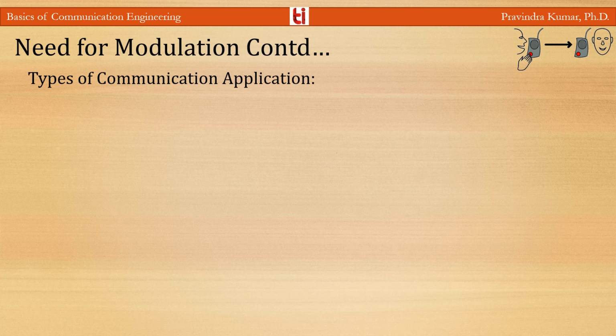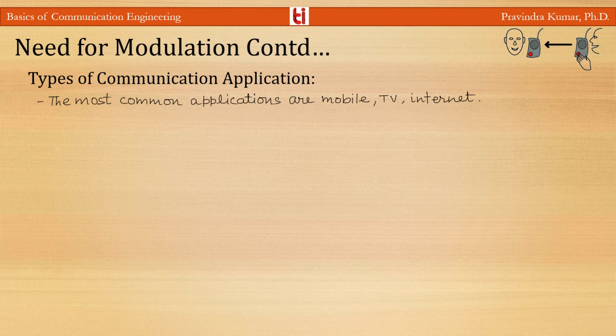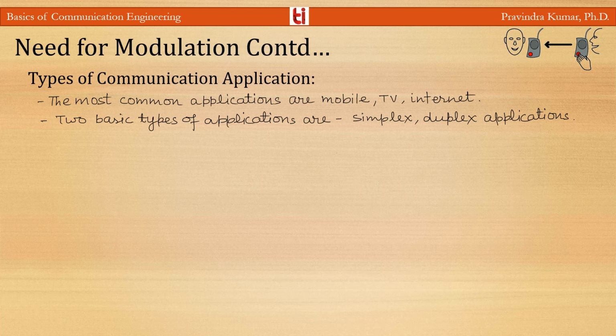Now we are going to discuss various communication applications. Most of the applications are very familiar to us. The most common applications are mobile, TV, and internet. The applications are divided basically into two types: simplex applications and duplex applications. Simplex corresponds to one-way applications, whereas duplex corresponds to two-way applications.